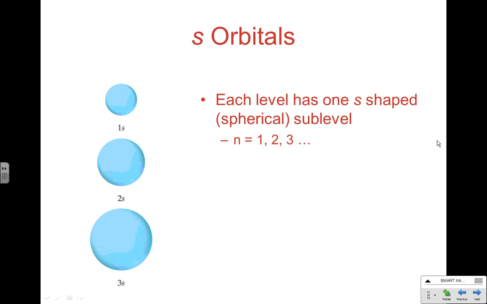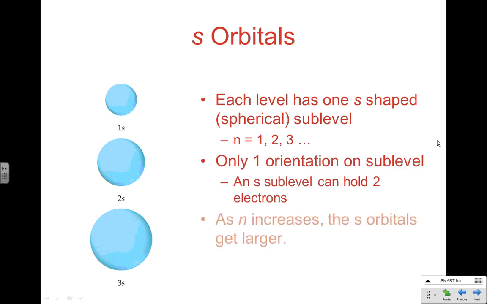Now for s orbitals, every single energy level has an s, or spherical, sublevel. So the first, the second, the third, and so on all have an s sublevel. And there's only one orientation of the s, which I already talked about. So on the s sublevel, you can only hold 2 electrons, and then that sublevel is full.